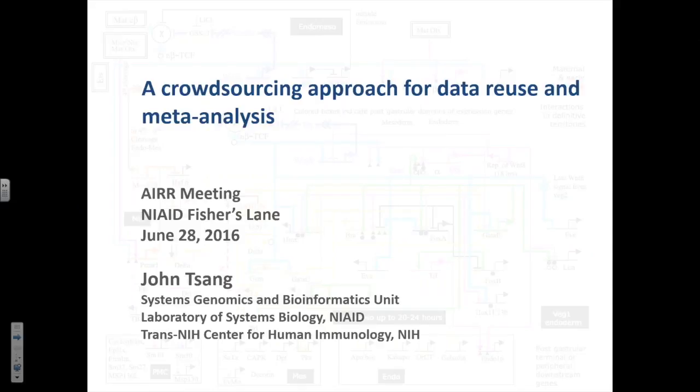So today I'm going to tell you about a project in the lab that we've been experimenting with, using a crowdsourcing approach for reusing the increasing amounts of public data that are getting out there. And first, a disclaimer: we're actually not really a tool or database developer per se, but over the years, we've been utilizing more and more public data.